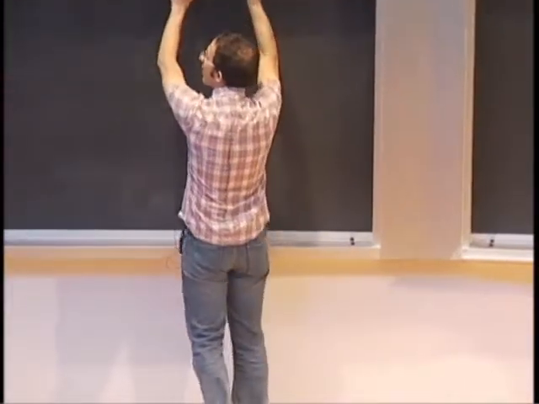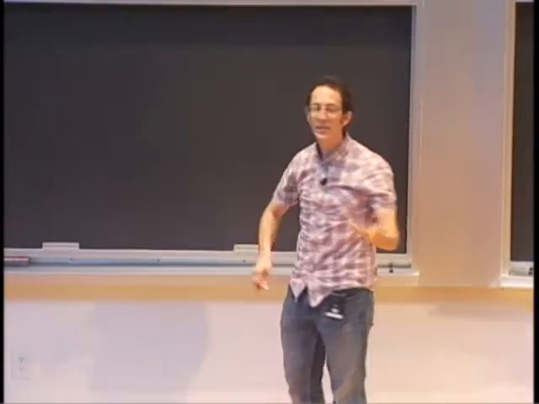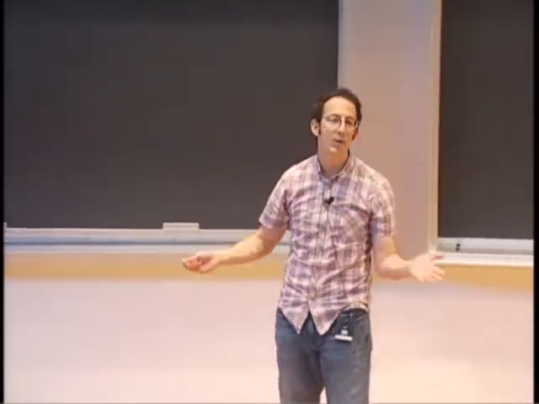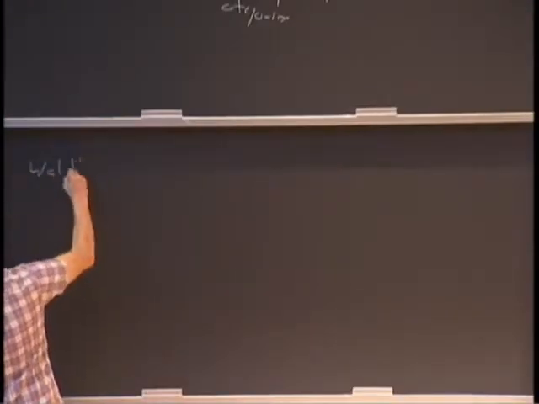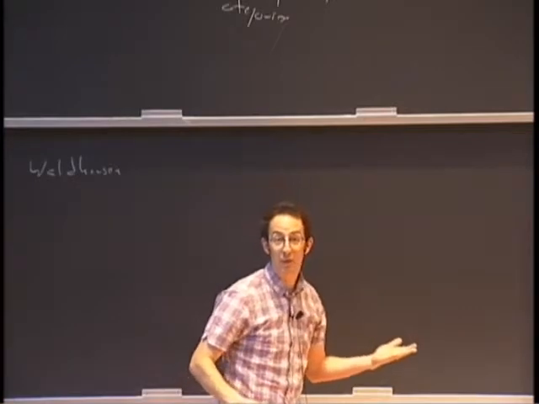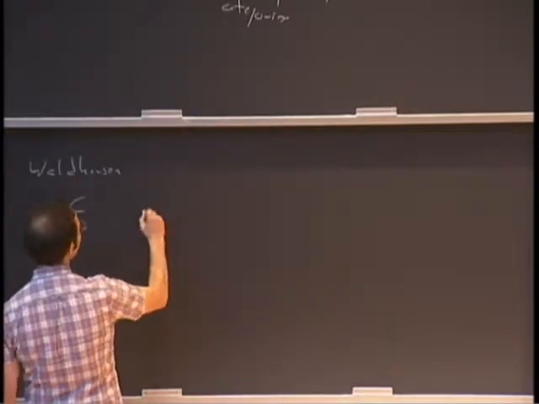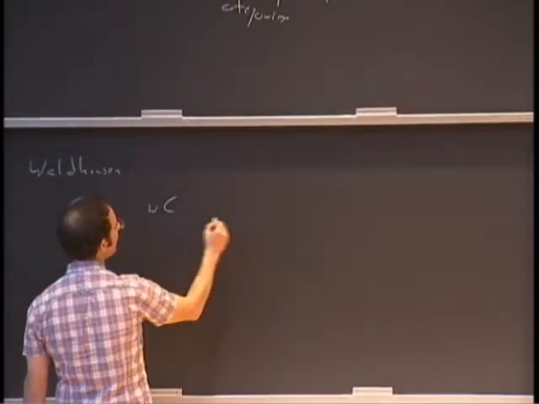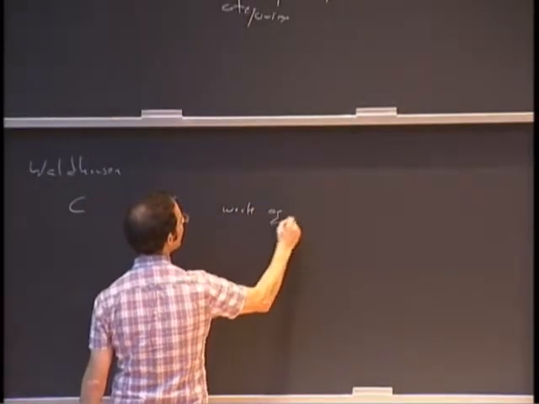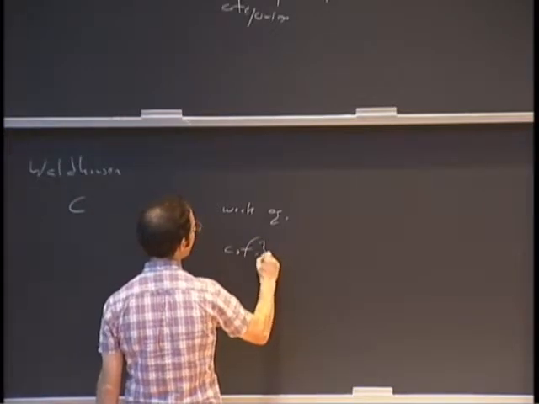I'll try to start at the beginning, or some kind of beginning. And for us, the beginning is Waldhausen. So Waldhausen explained how to make K-theory out of what we now call a Waldhausen category. And this is a category C. It's a small category with distinguished subcategories WC of weak equivalences and CoFC of cofibrations.